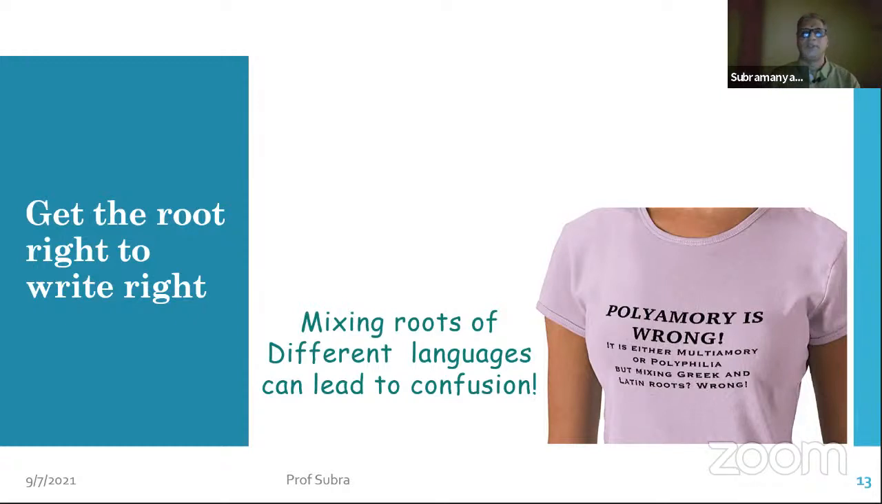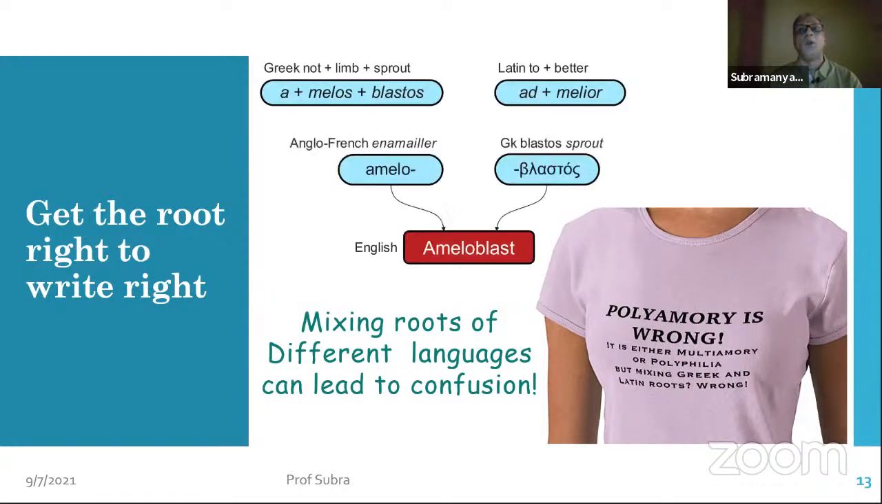Coming to oral pathology, if you look at this particular word, ameloblast, which all of you are familiar with, if you look at the Greek origin of it, it means a plus melos plus blastos. Melos is for limb, blastos means sprout, something which is sprouting, like a formative cell. So ameloblast, according to Greek, means a cell without a limb.